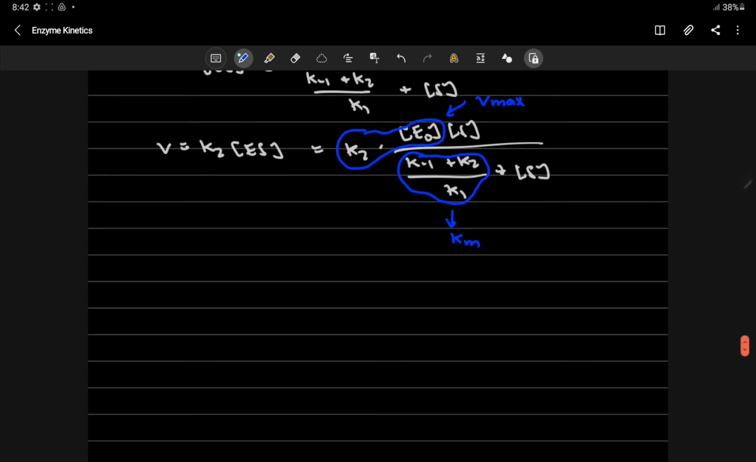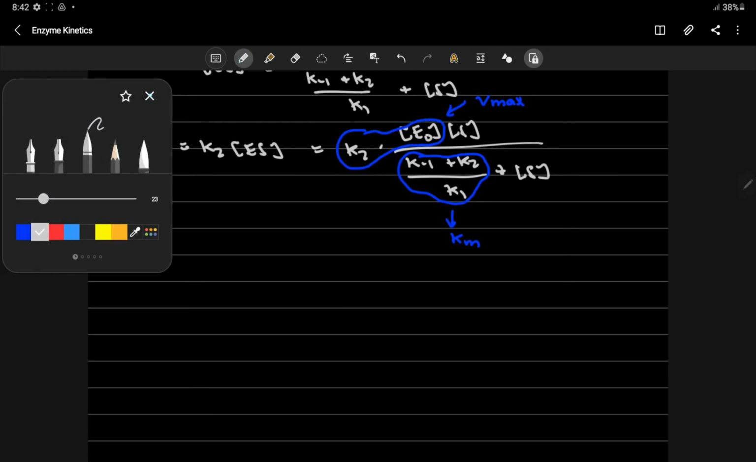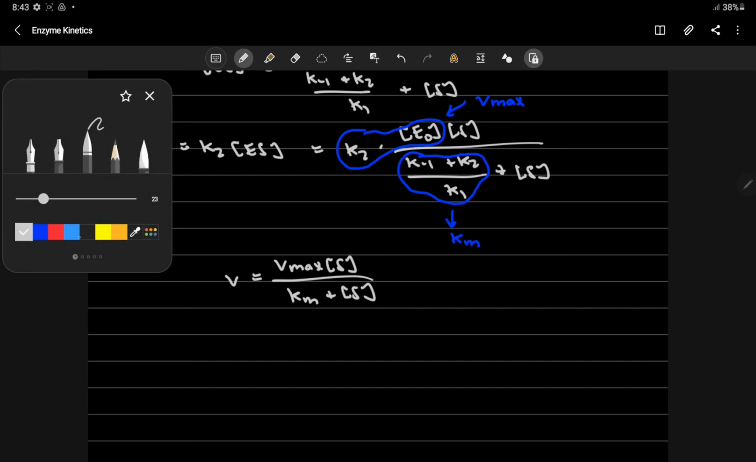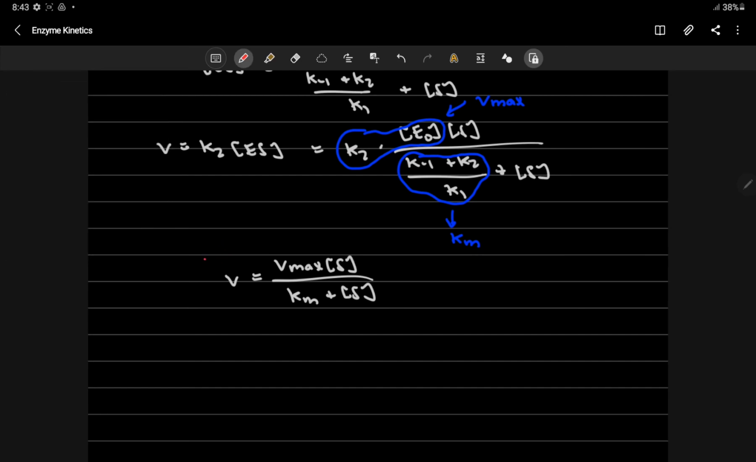So, our final equation utilizing the quasi-steady state assumption is that the rate of reaction is equal to the maximum velocity times the substrate concentration divided by Km plus the substrate concentration. This is our final equation for this particular Briggs-Haldane assumption.